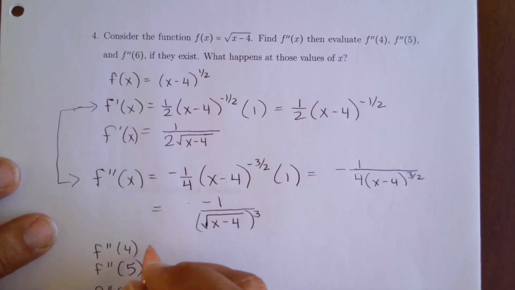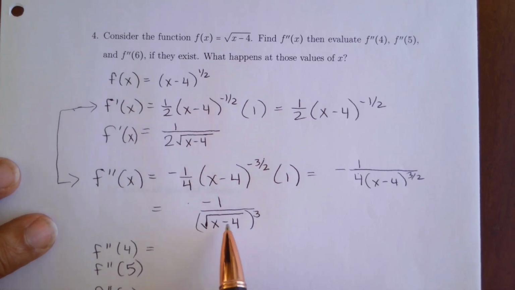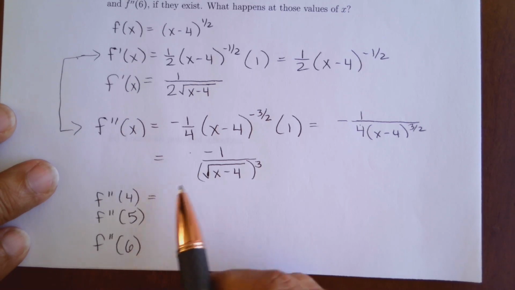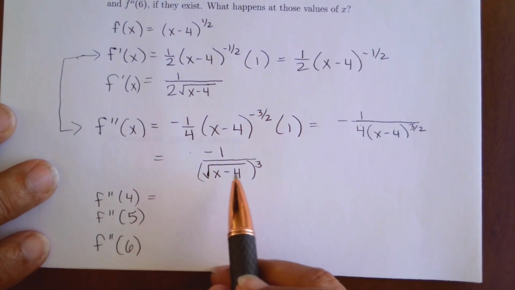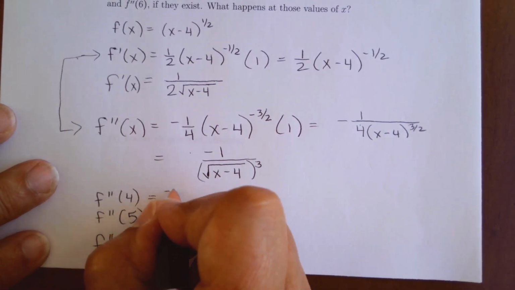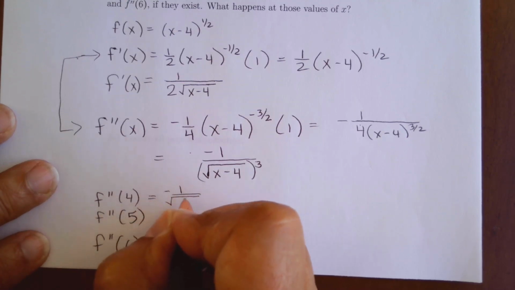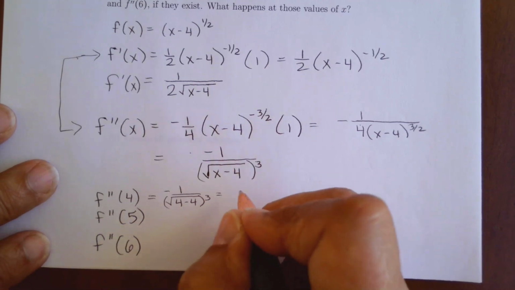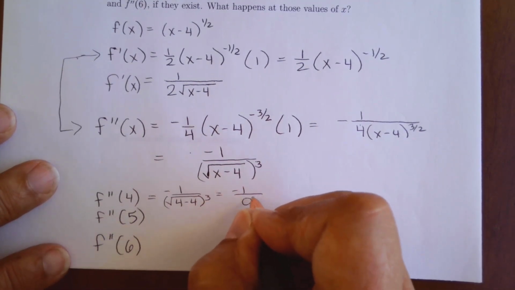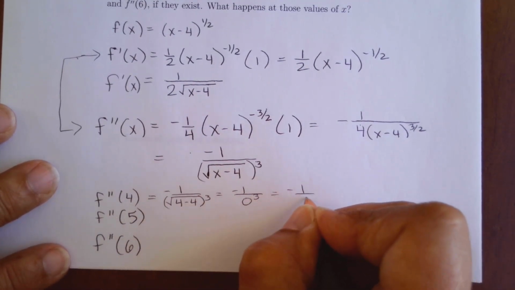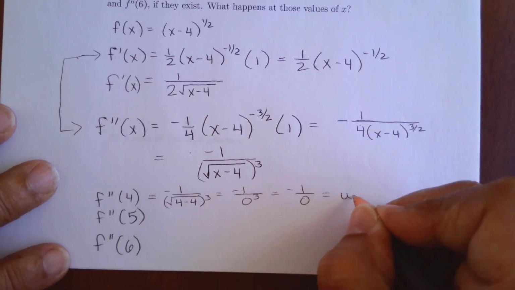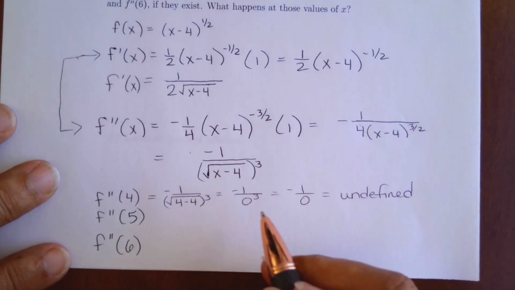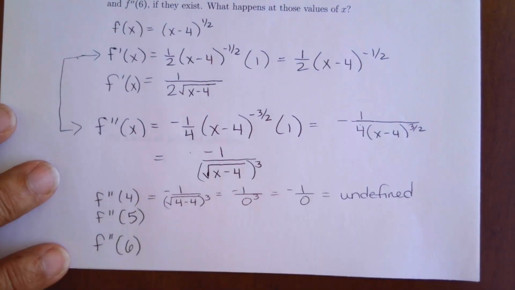Okay. All right, so if we put 4 in here, square root of 4 minus 4, that's the square root of 0. And then we're going to cube that. So we get negative 1 over 0 cubed, which is negative 1 over 0. So this guy does not exist, right? Undefined. So there is no derivative at 4.